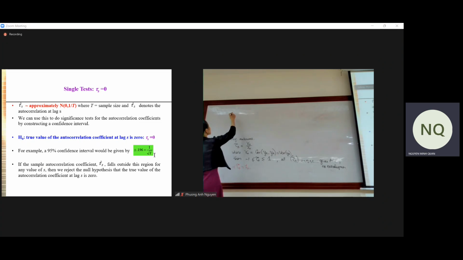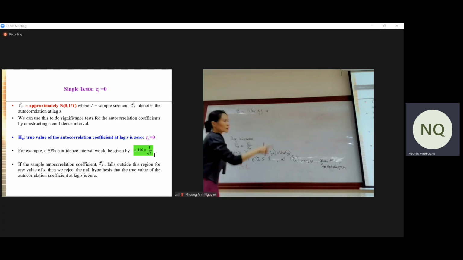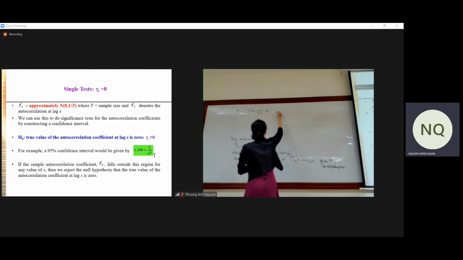Okay, so you have to follow the normal distribution in this case. Then tau s approximately follow the normal distribution, zero mean, variance 1 over T. So what is the 95% confidence interval?